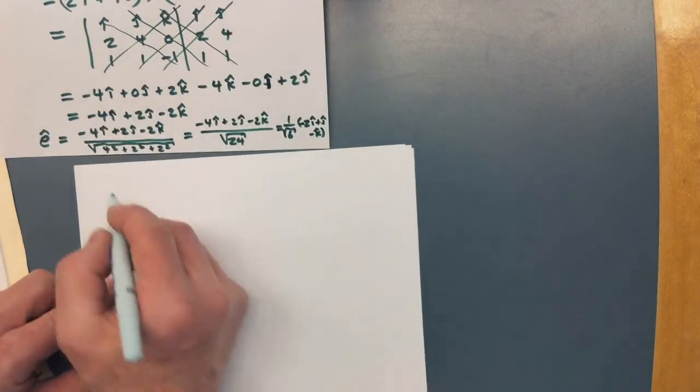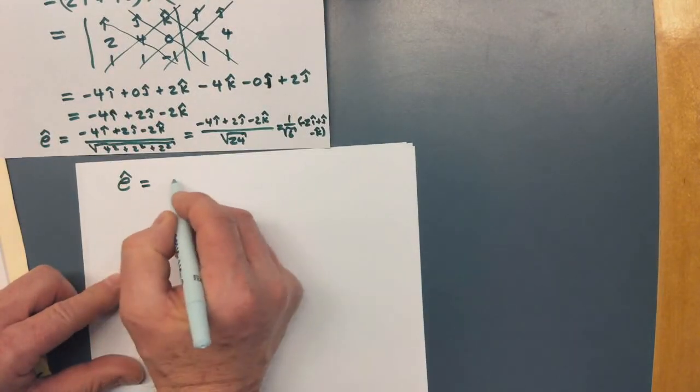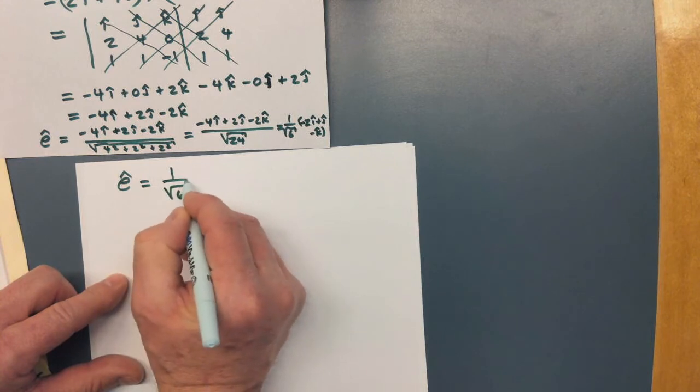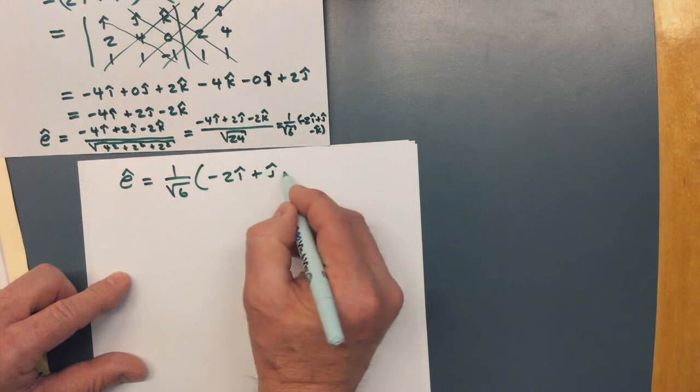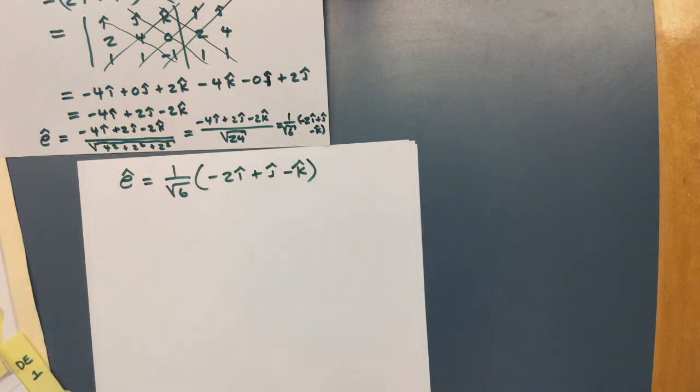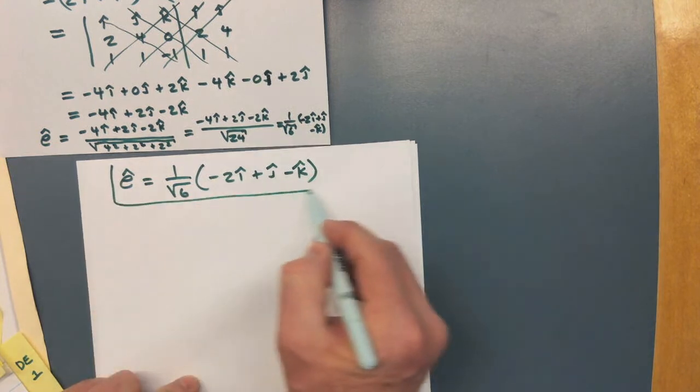I'll write that final result more clearly as 1 over the square root of 6 times minus 2i plus j minus k. What was your question? Okay. And that's my final result.